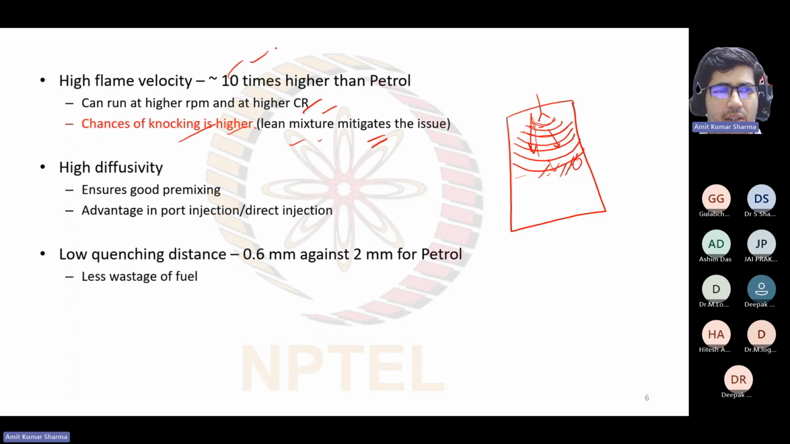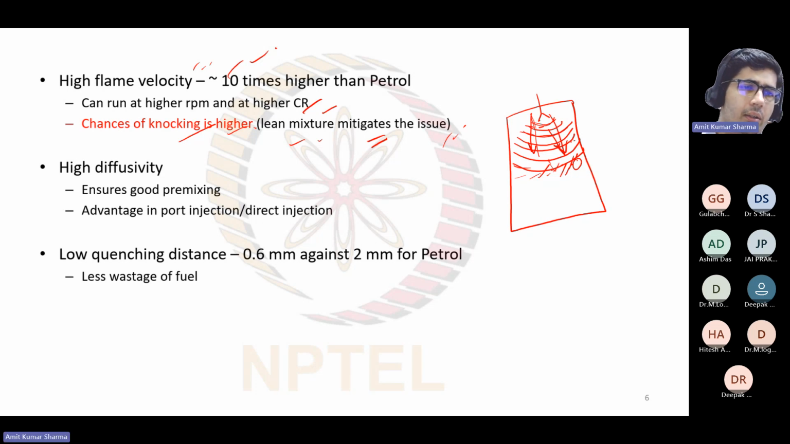In hydrogen, the flame velocity is very high, and the temperature also, so sometimes the end fronts will ignite very quickly, and knocking will be there. So if you use a lean mixture, you can mitigate this issue.